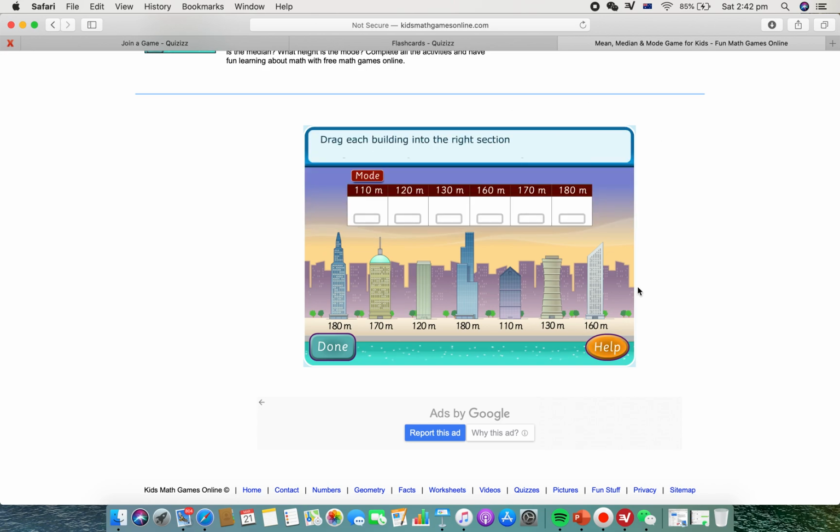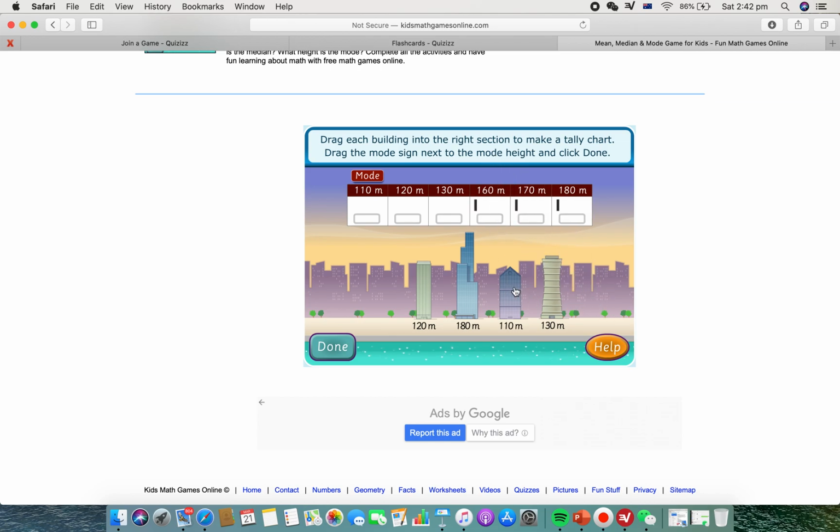Now the next one is mode. Drag each building into the right section to make a tally chart. Drag the mode sign next to a mode height and click done. So what we do is now we take these buildings and we drag them to the right height. Okay, so this one of them is here. So we basically find the right ones for each of them. Okay, here it is.